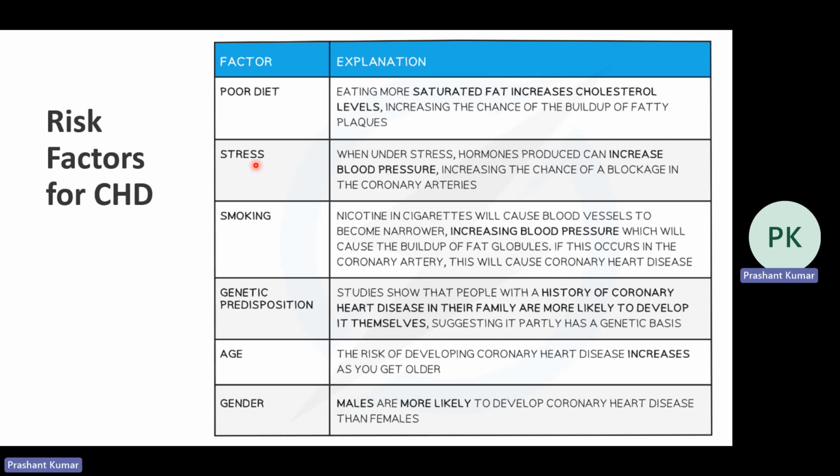Genetics is also a factor. Research says that people with a family history of coronary artery disease are more likely to develop this kind of problem. Age: as the age progresses, the chance of getting CHD will be more. Gender: males are more likely to develop coronary heart disease than females, the research says.